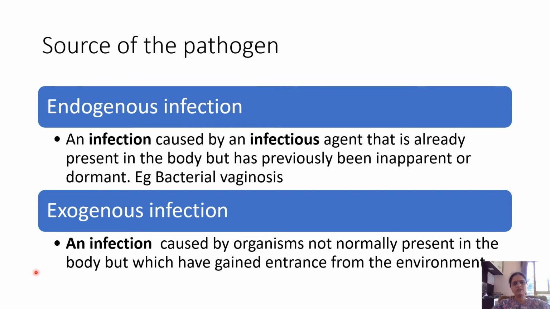But exogenous infection is an infection caused by organisms not normally present in the body but which have gained entrance from the external environment. Such an infection is called exogenous infection. External environment means it could be from the air or from water or from food or from another human being, from blood and body fluids. So if an infection comes from outside, from fomites, furniture, inanimate objects, it means the organism is entering from the external environment. So such an infection is called exogenous infection.